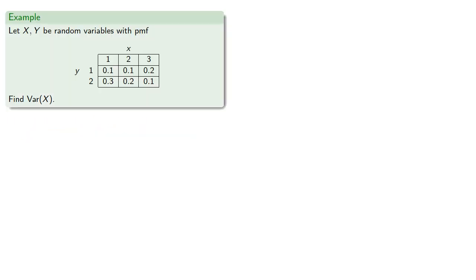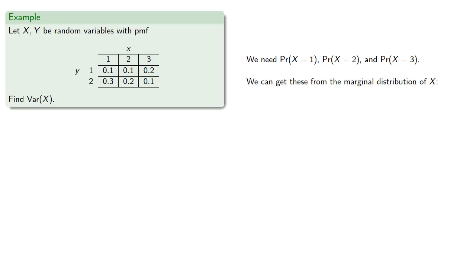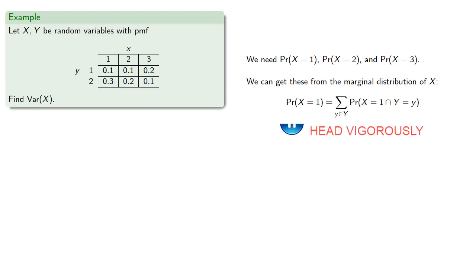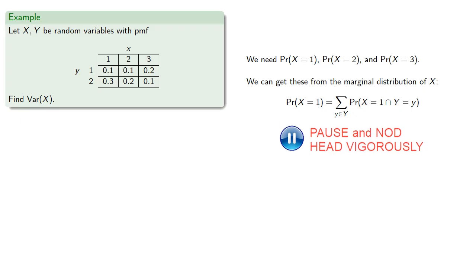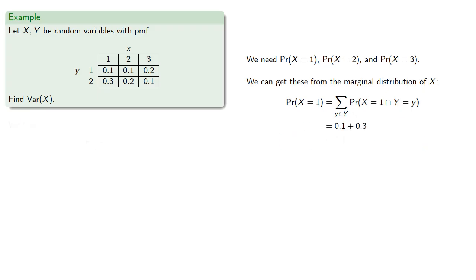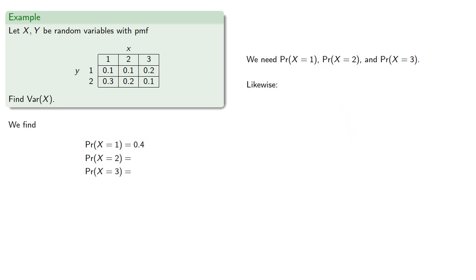So here we have a joint distribution. Let's find the variance of x. So we do need the probability that x is 1, 2, or 3, and we can get these from the marginal distribution. The probability x equals 1 is the sum over all possible y values that x is 1 and y is whatever it is. And that will be. Likewise, the probability x equals 2 and x equals 3 will be.